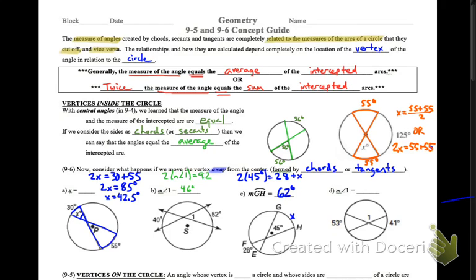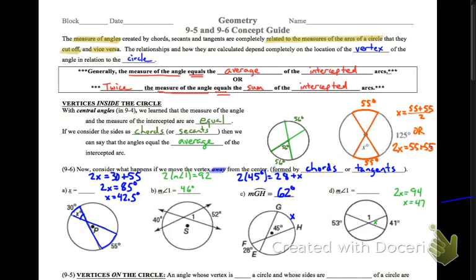Now, this one cuts off these arcs. Angle 1 here on question D cuts off these arcs. Well, we're given these arcs. What are we going to do about that? Well, we need to solve for this angle first. We're going to say that 2 times x is equal to 53 plus 47, plus 41 rather. So we get that x is equal to 47 degrees.